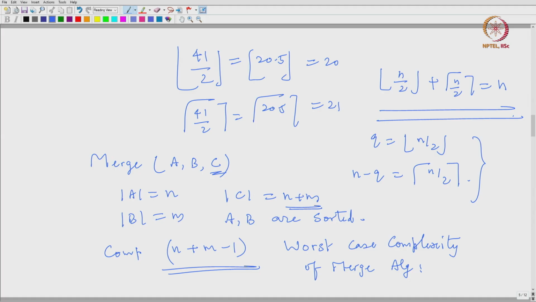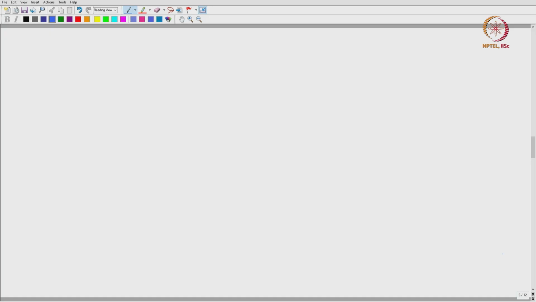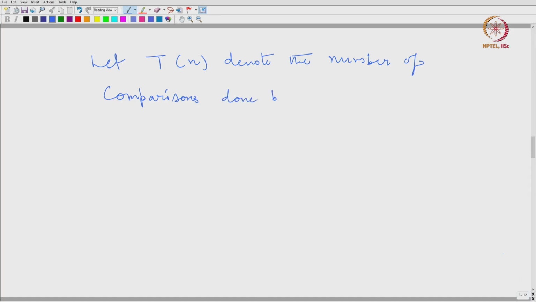Now, we can analyze the merge sort and obtain an estimate for the number of comparisons done by the algorithm. Let Tn denote the number of comparisons done by merge sort on an array of size n.